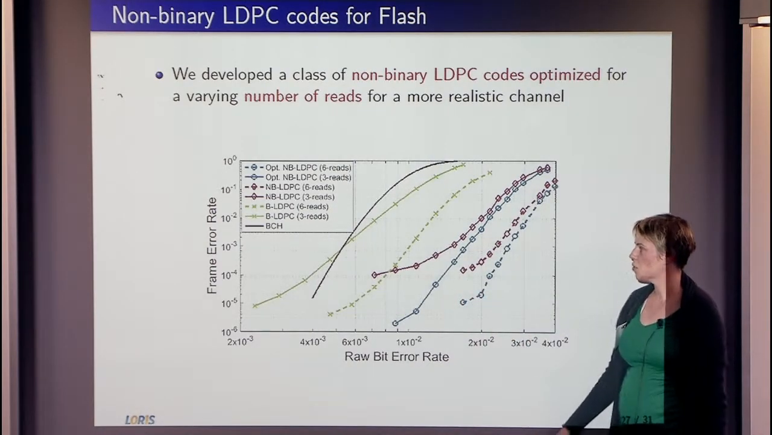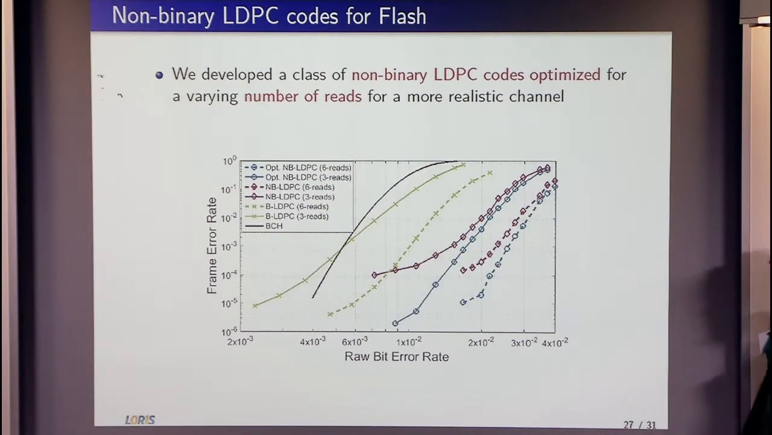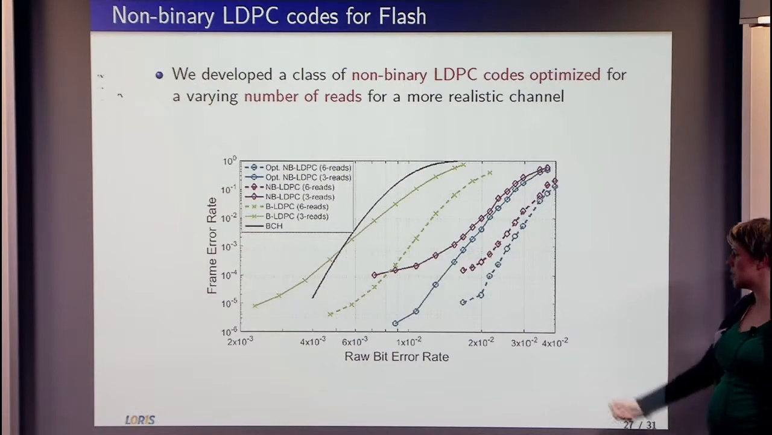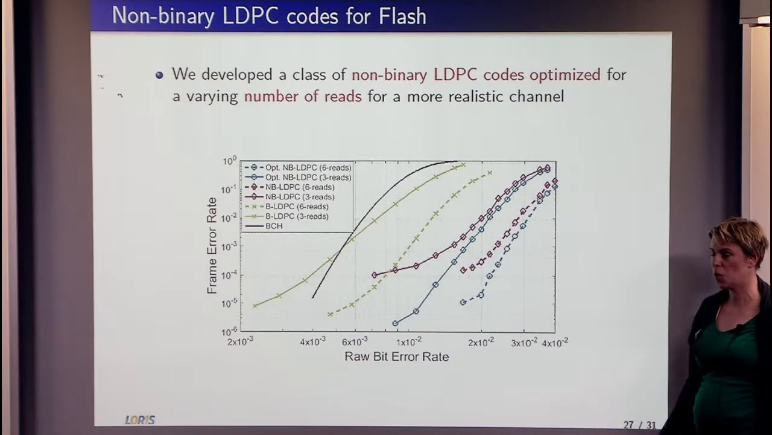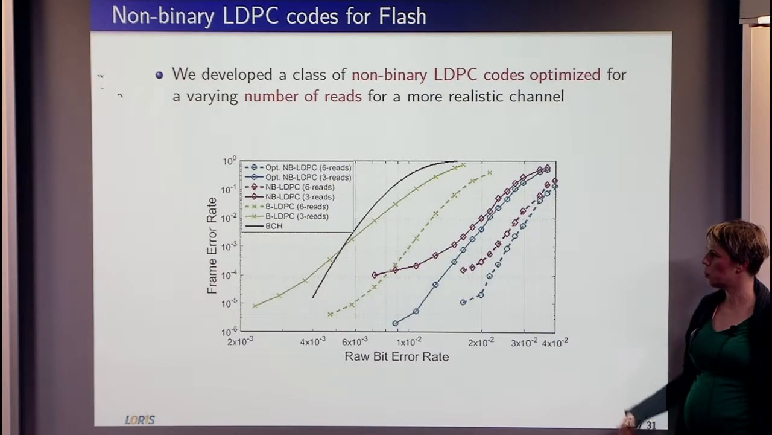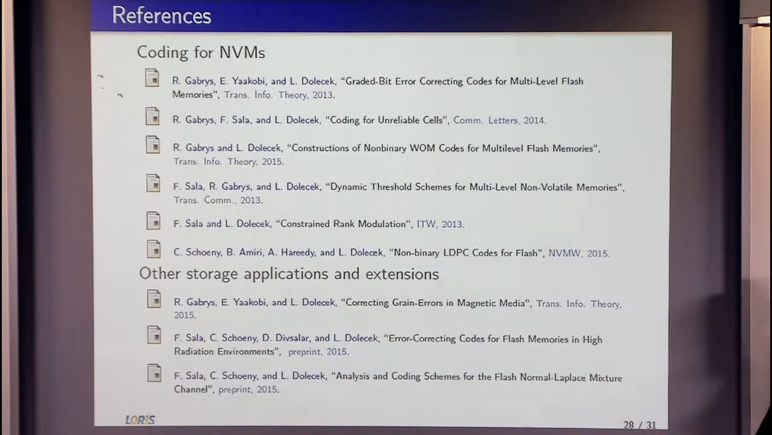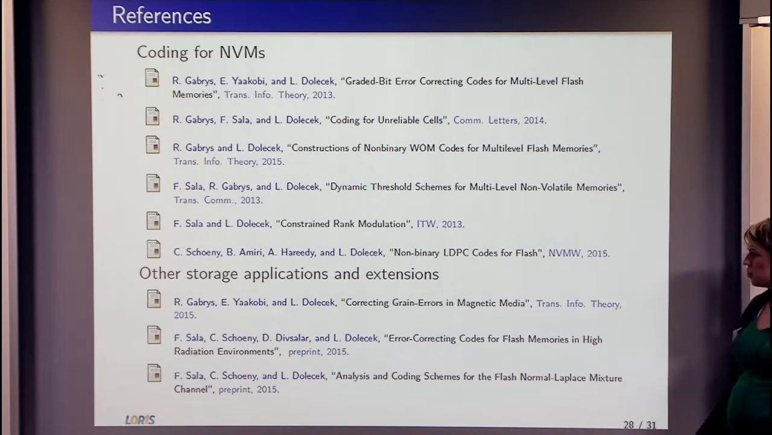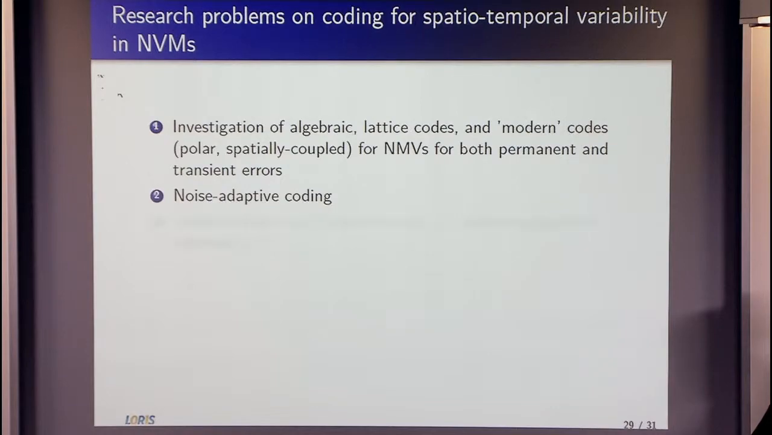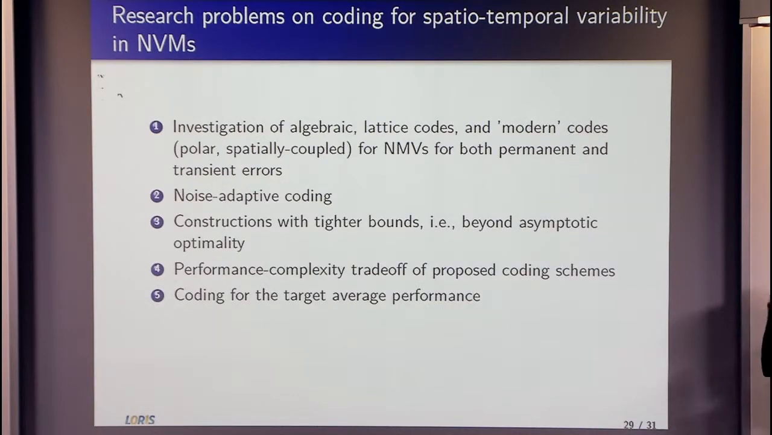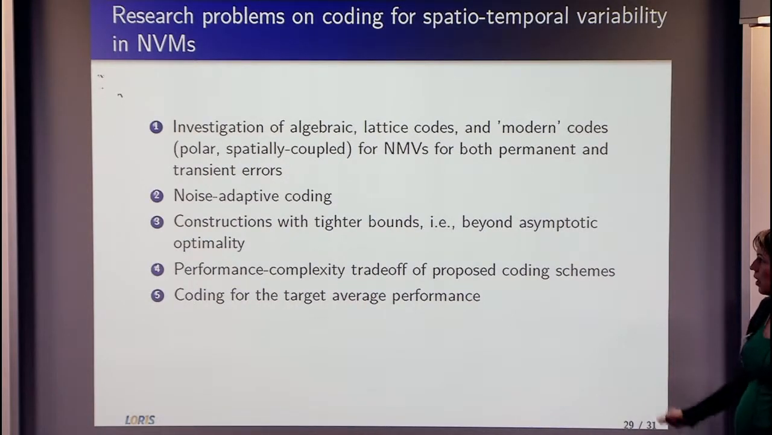So they offer superior performance both relative to binary LDPC codes and unoptimized non-binary LDPC codes, and optimization has to do with how we design a code so as to overcome these error patterns that we see in Flash. Here are some publications of ours on this topic, which basically cover the material I talked about today. There are many other interesting topics. This hopefully will be of interest to the audience here.